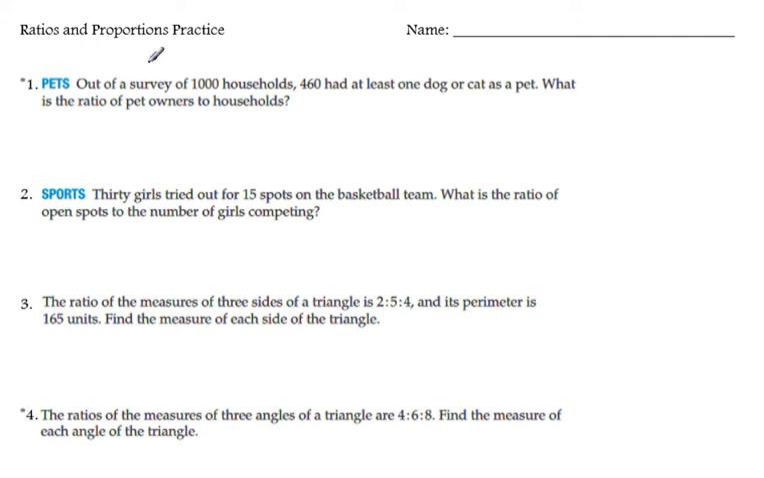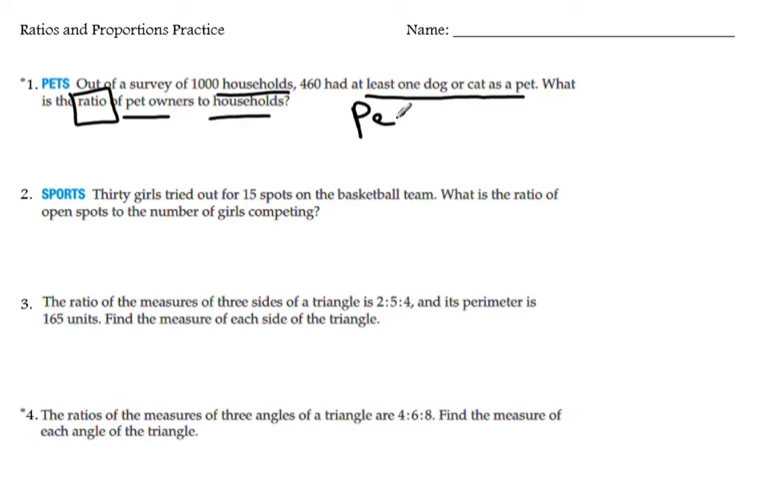Number 1 says, out of a survey of 1,000 households, 460 had at least one dog or cat as a pet. What is the ratio of pet owners to households? So if you recall, a ratio is a comparison of two quantities, and the two quantities in this case are the number of households to the number of dogs or cat owners. So we want households, or sorry, it says what is the ratio of pet owners to households?